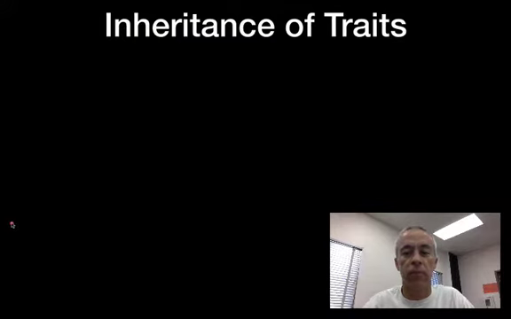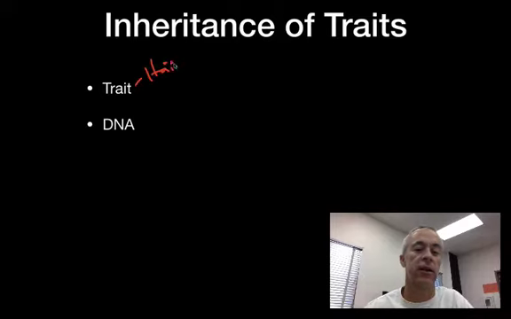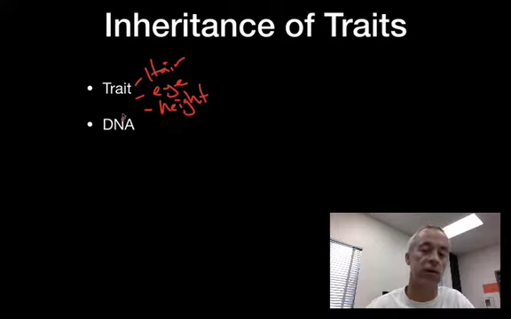Today I want to talk to you a little bit about traits and how these traits are inherited from one generation to the next. Before we begin, I want to make sure that we have a clear definition of what we mean by the word trait. A trait is any sort of specific characteristic that varies amongst individuals. So this could be things like hair color, eye color, how tall you are, whether or not you have certain genetic disorders. Anything that makes you different from anybody else is a trait.